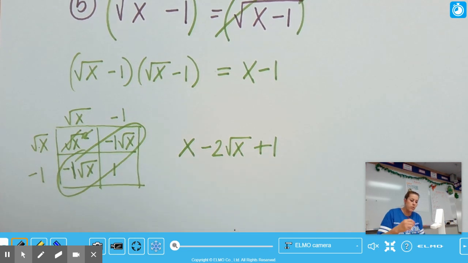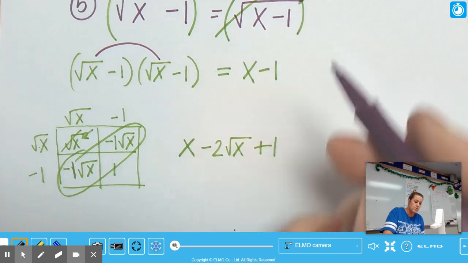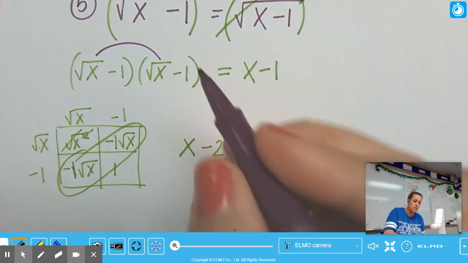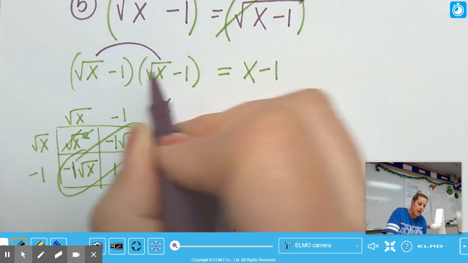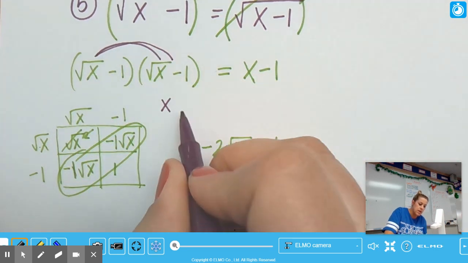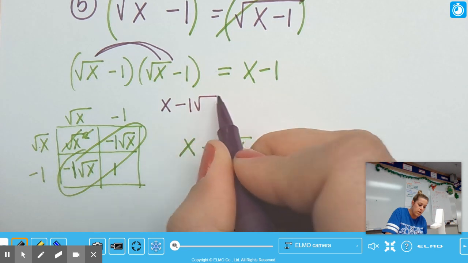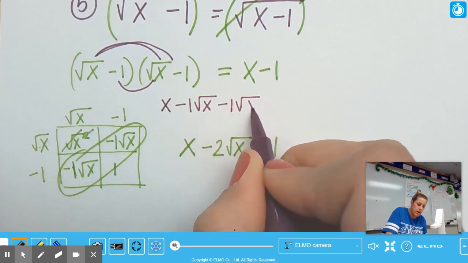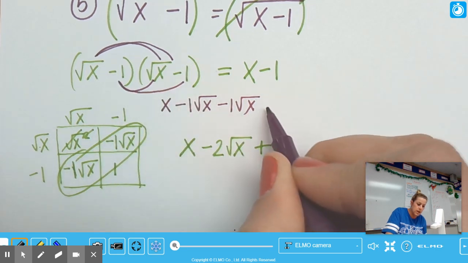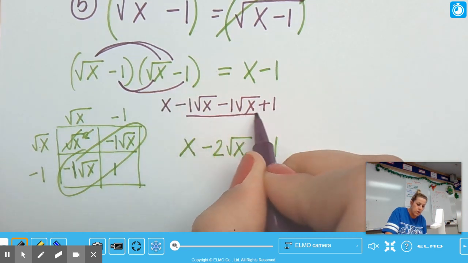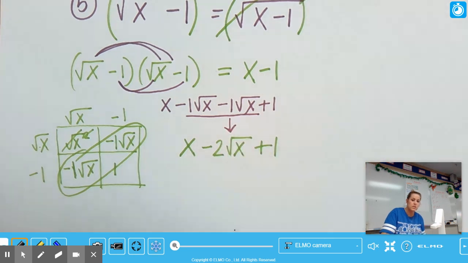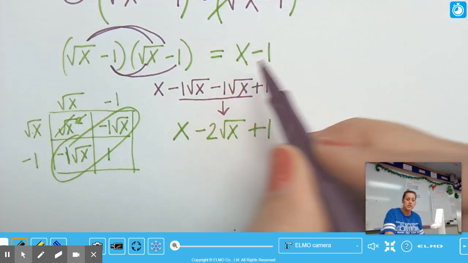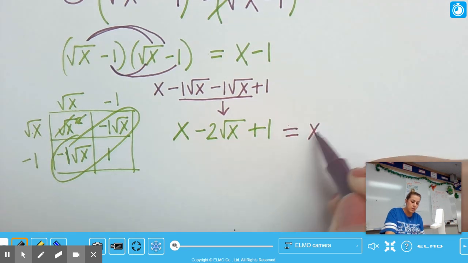Now, if you did FOIL, you would do this times this gives you x squared underneath a radical, which means you can take it out of the rad to become x. This times this becomes -1 rad x. This times this, -1 rad x. And negative times a negative becomes a positive 1. When you simplify, this is what you get. Okay? Now, we can't forget that we still have this x minus 1 on this side.